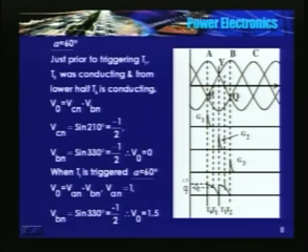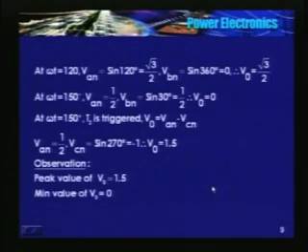So output voltage here varies from 1.5 to 0. Now it is touching 0 with alpha equal to 60 degrees. So here is the procedure. I would expect you to continue the remaining 4 pulses also.